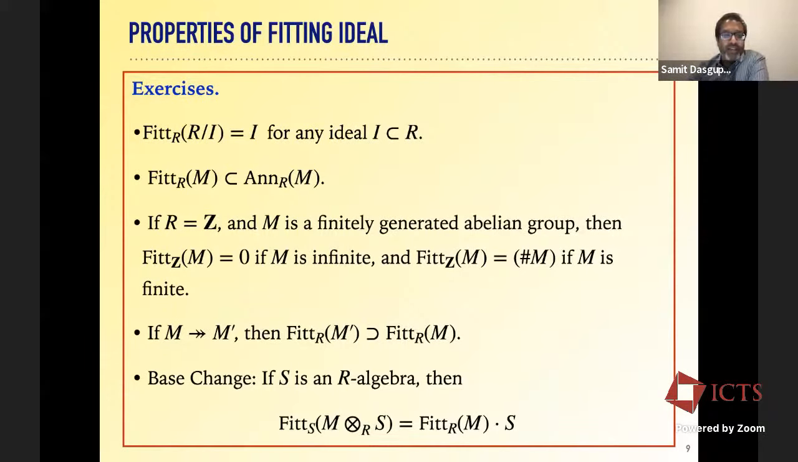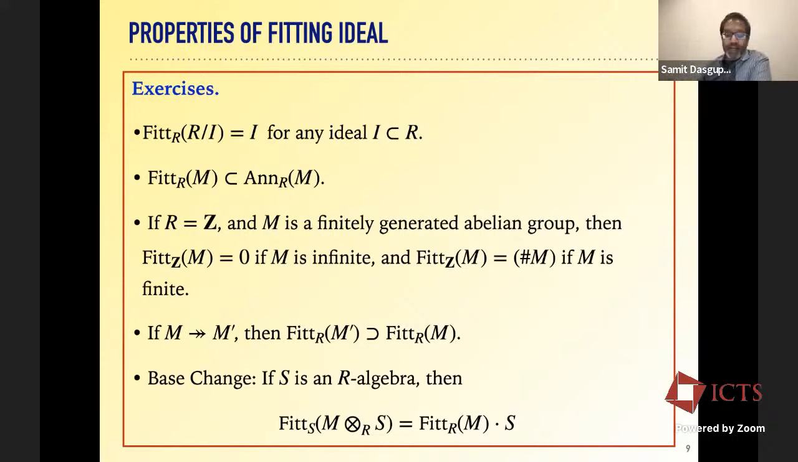And the fourth property is really important, which is that if you have a surjective map of modules, then you have a containment of the corresponding fitting ideals. Again, if you think of fitting ideals as some sort of generalization of size, it makes sense. If M surjects onto M prime, then M is at least as big as M prime. So the fitting ideal of M is contained in the fitting ideal of M prime.